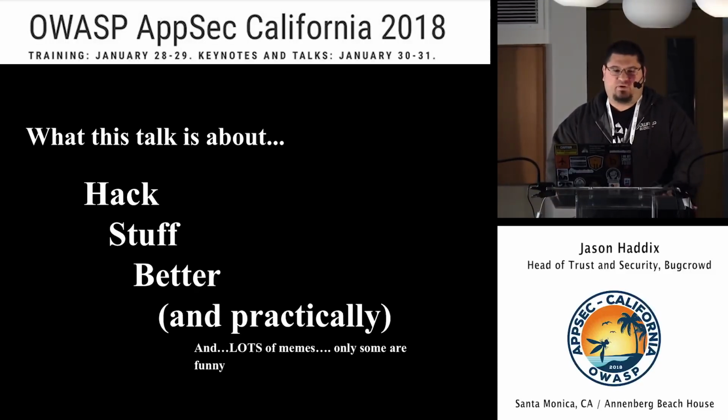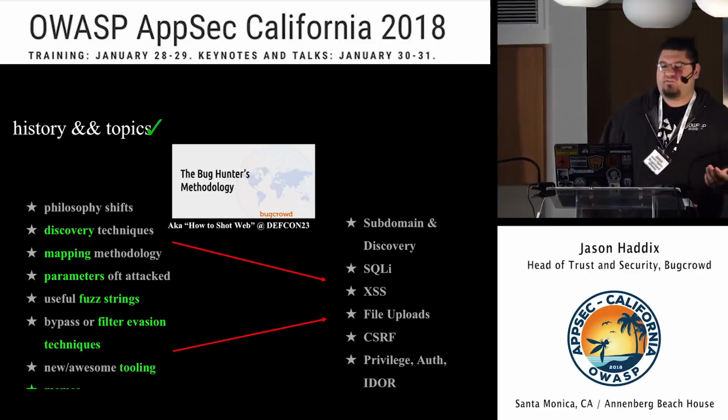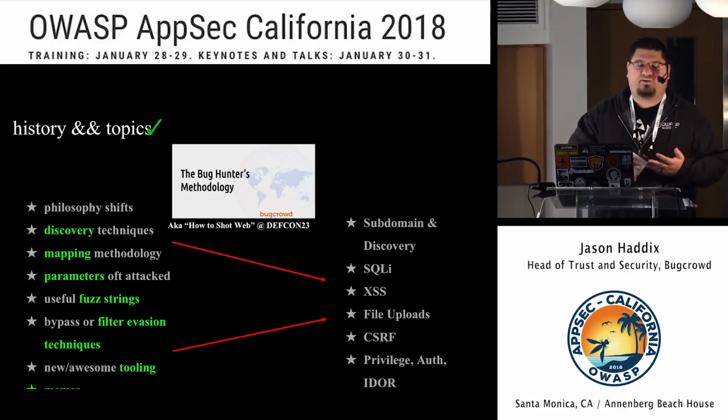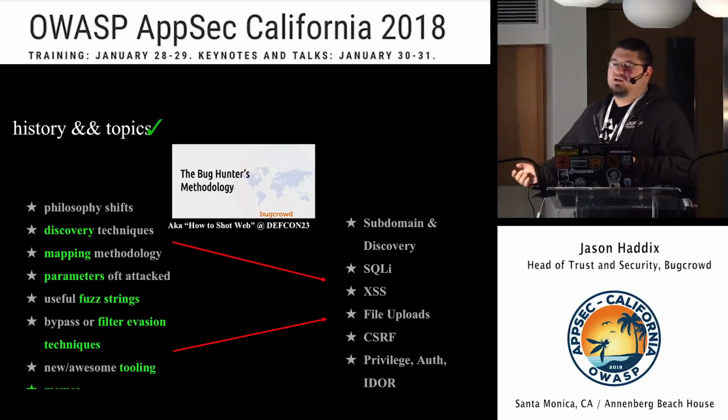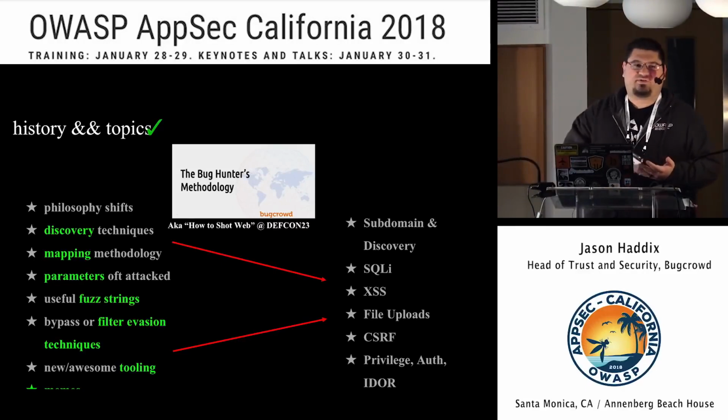The idea is I redo this every year with the new pertinent bugs that high quality, high impact bug bounty hunters find on programs, to help the rest of us get up there. The first version of the bug hunter's methodology had things like discovery and mapping and parameter attacks, and this one will have those things too, revitalized with new data, new tools, new fuzz strings, filter evasion techniques, stuff like that.